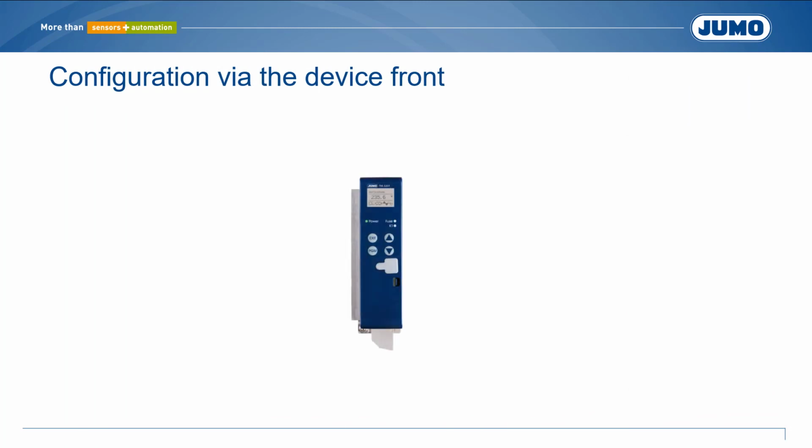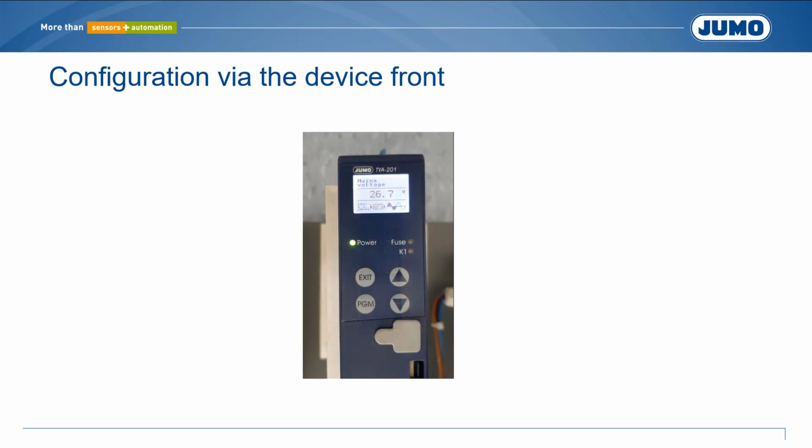UMO thyristor power controllers have extensive functionalities for operating infrared radiators, high-temperature elements and vibration drives. In general, configuration via a configuration program is recommended. However, since only a few settings are required for the application example, configuration via the device front is demonstrated. The settings are made in the configuration level. The measuring range of the current input must be set to 4 to 20 mA.